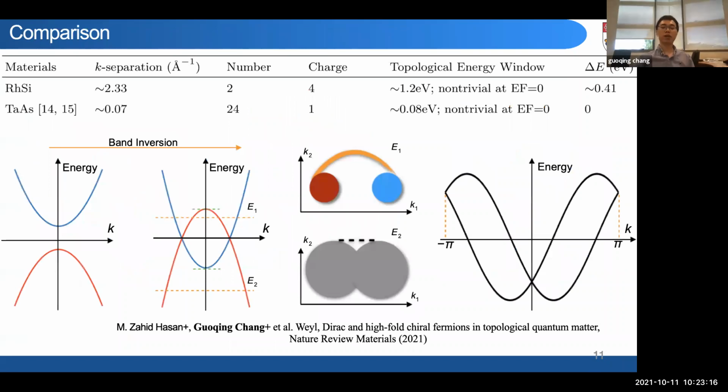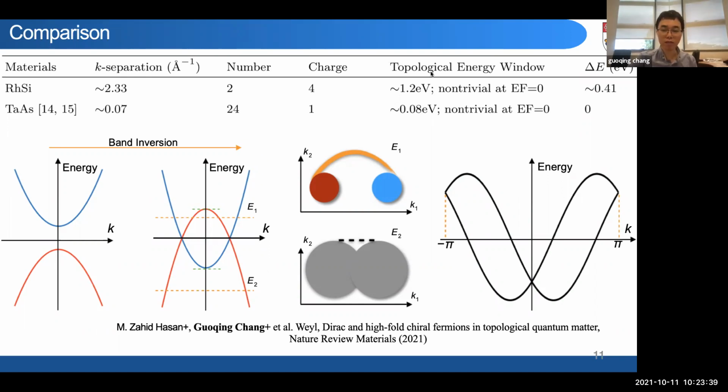Here I have a comparison of this RhSi with TaS. You can see the separation of Weyl nodes in RhSi is at least one order larger than TaS, and it has much fewer Weyl nodes and much higher Chern numbers. And the most important of all, we have a much larger topologically non-trivial window.